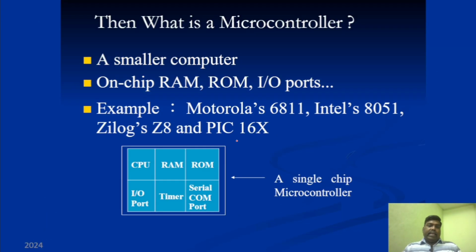You can see the technical difference here. This is the microcontroller, where you can see it has CPU, RAM, ROM, input output port, timer, serial port, everything integrated here, so that it is in one chip, right? This is about the microcontroller. It can be called a smaller computer, right? And these are famous microcontrollers of different companies: Motorola, Intel, Zilog, and PIC.